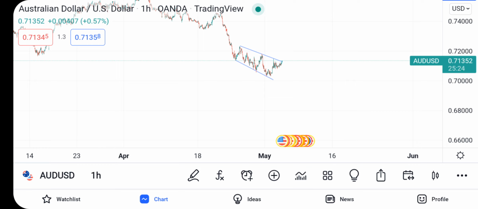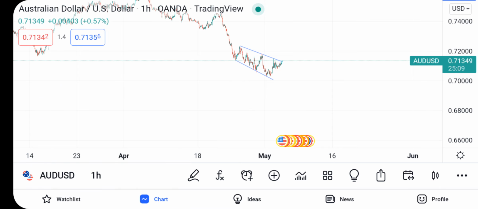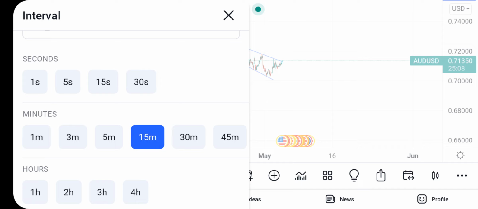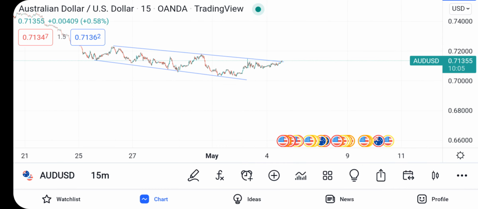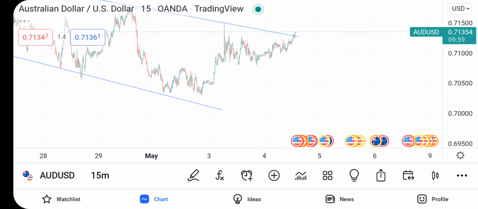So what I can do now, I'll just wait for it, because anything can happen. It can form a double top there and shoot to the downside, or either here where it is. Let me just go to a smaller time frame and see if I can spot something. Let me see if I can spot something here. See, this is what I was trying to say.